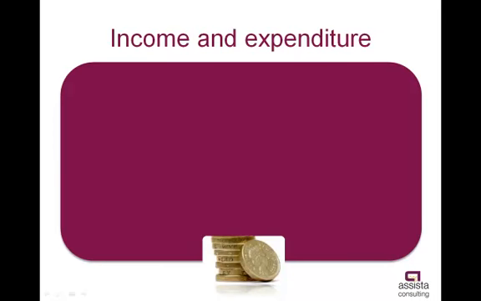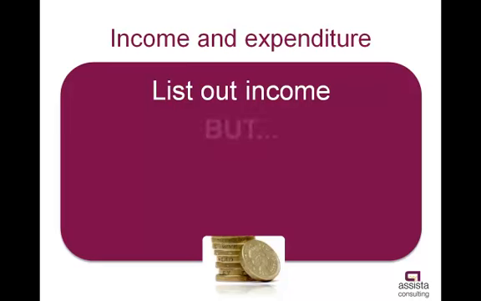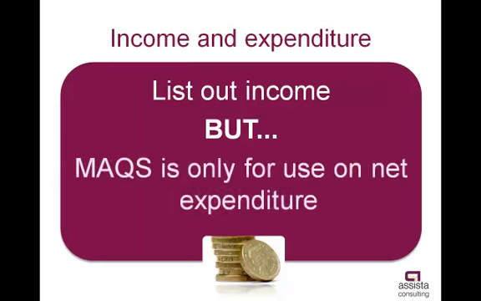I'll just pick up on a small point relating to income and expenditure. All income should be listed in the MAQS working papers so that there's a complete reconciliation. But please note that MAQS should only be used on net expenditure because it relates solely to the quality of costed clinical activity.